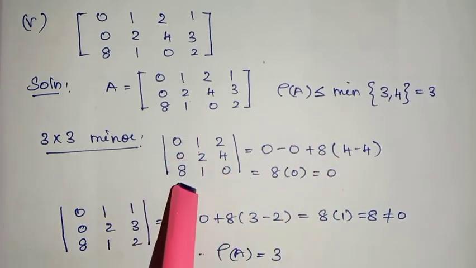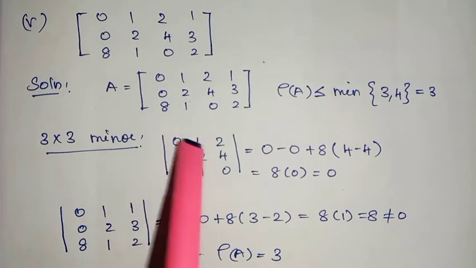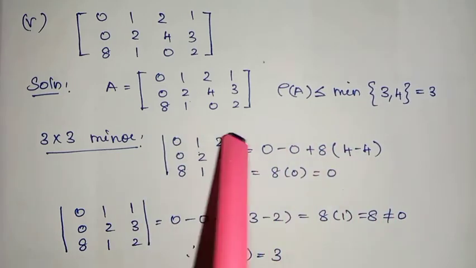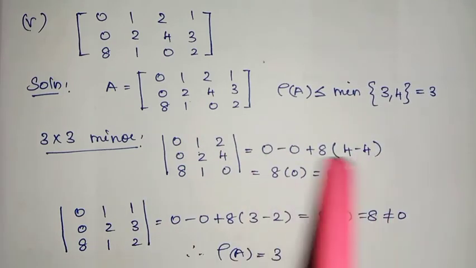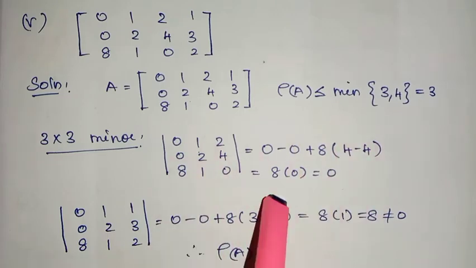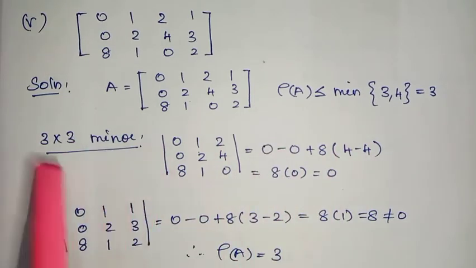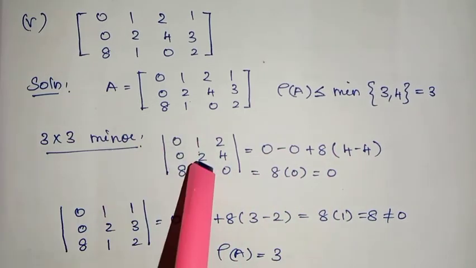Leave the row and column. So these are all the 4 elements. 1 into 4 is 4, minus 2 into 2 is 4. So naturally 8 into 0 is 0. So here it failed, but still I can make a few more 3 by 3 minors. So I will check all the 3 by 3 minors.